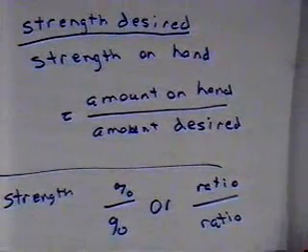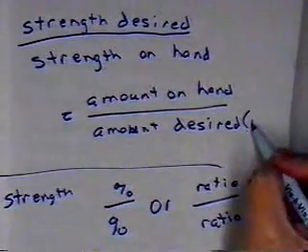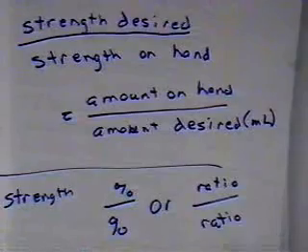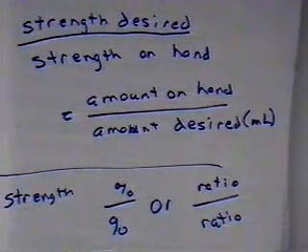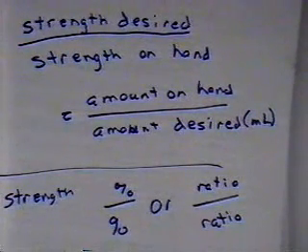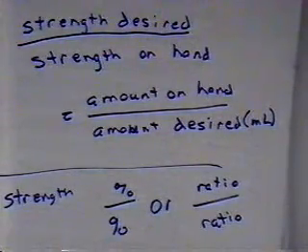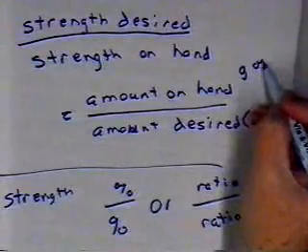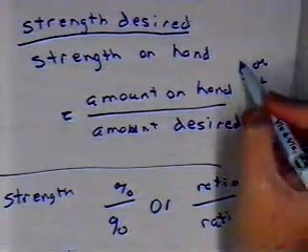The amount desired down here, the answer has to be milliliters. If you're going to mix up a solution, we're always going to mix it in milliliters. But the amount on hand, this answer here could be a gram or it could be a milliliter.